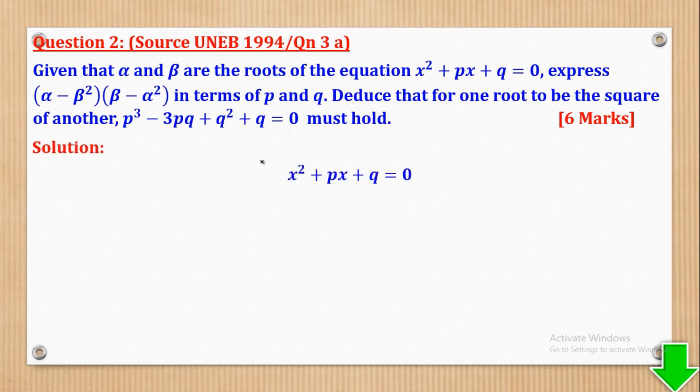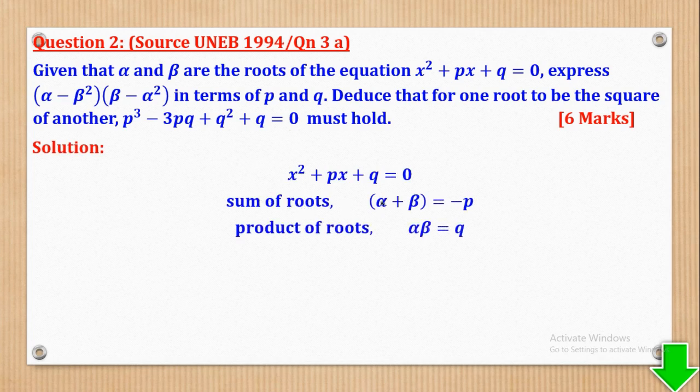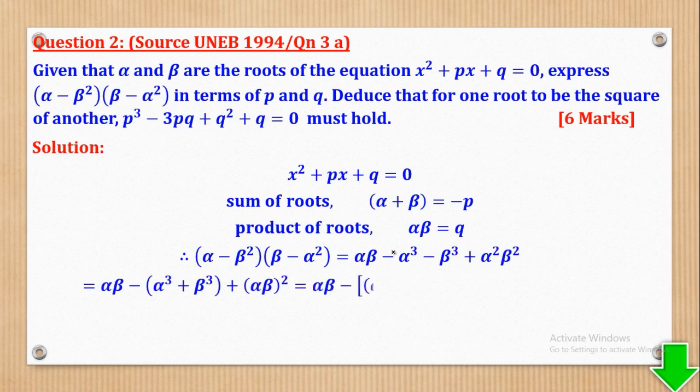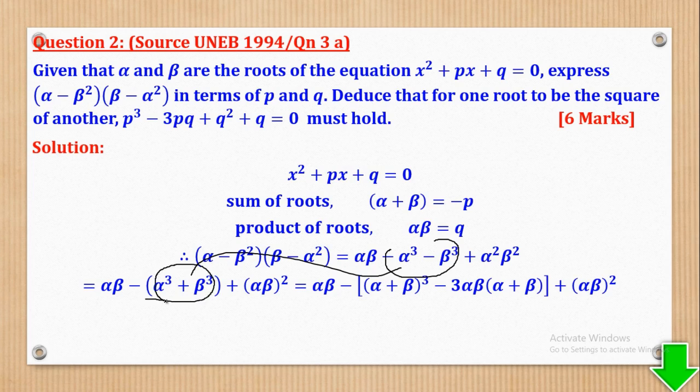So for that given equation, sum of roots is that and product of roots is that. I believe by now you know how it comes about. Now for this one, we have to expand it to come up with this. Then from there, here, we shall factorize out negative 1 to come up with this. And I think you remember the expression for this. So we shall come and put it there.